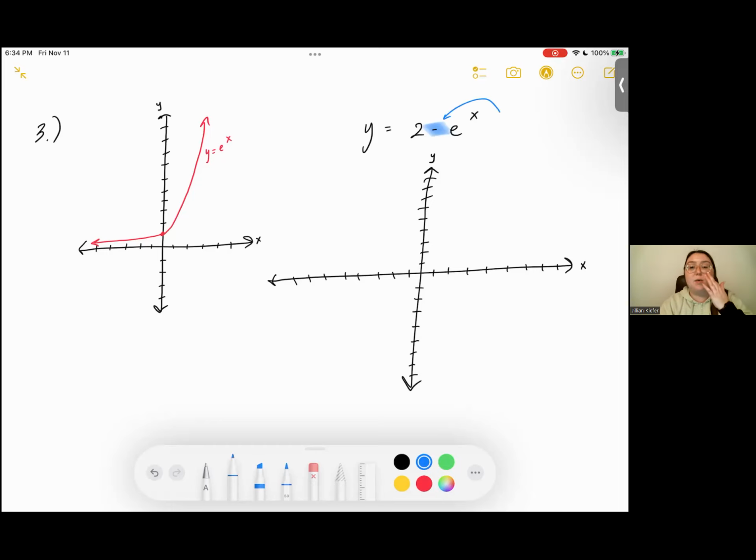The minus sign is going to indicate a reflection because we know that reflections come from adding negative signs either directly to x or to the entire function. So if we have negative e to the power of x versus e to the power of x, that's going to be a reflection across the x-axis. So we have a reflection across the x-axis.